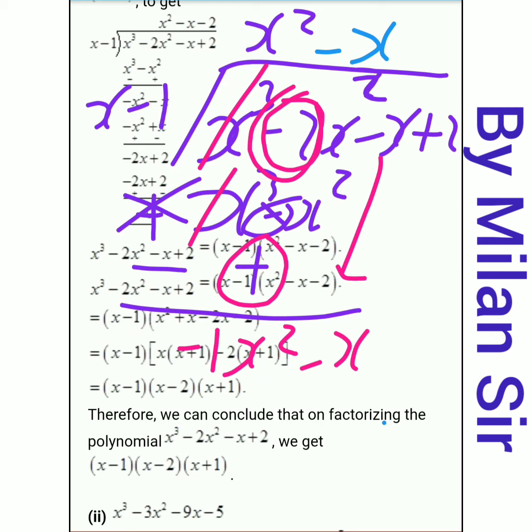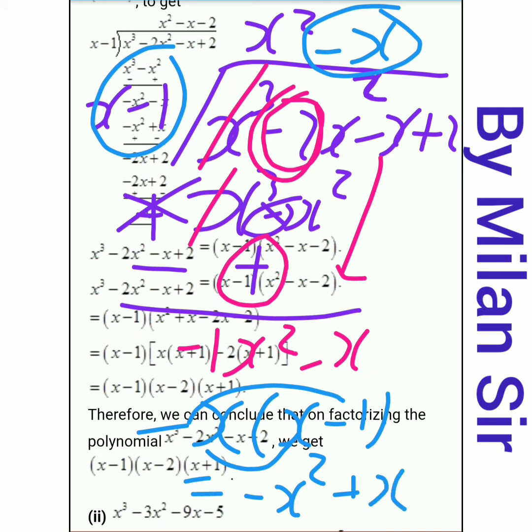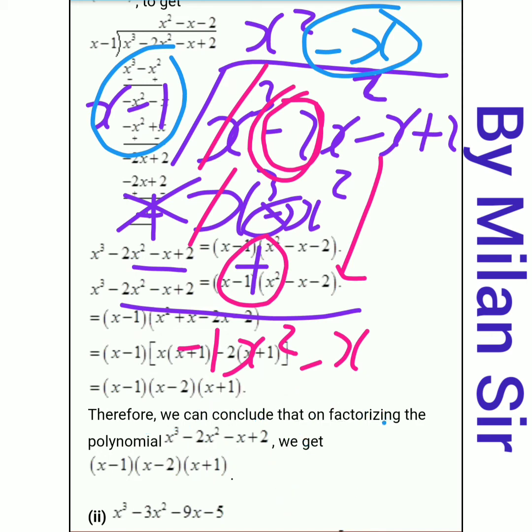Then we need to multiply this minus x with this x minus 1. So minus x multiplied by x minus 1. Minus x multiplied with x is minus x square, and minus times minus is plus, x into 1 is x. So the answer is minus x square plus x.